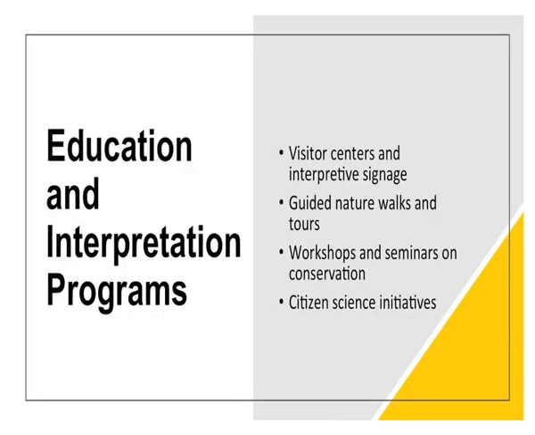Now, what is the role of education and interpretation programs? There should be visitor centers and interpretative signage. There should be guided nature walks and tours which can help people understand more and basically immerse themselves in the experience of tourism. We should also have workshops and seminars on conservation, to educate people on conservation. It can even be organized through government-funded agencies or private non-funded agencies as well. Also, some citizen science initiatives should be taken.